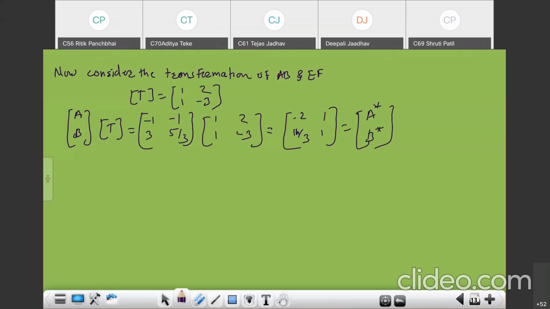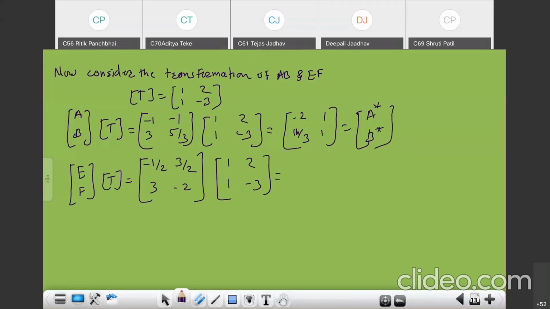Same for the second line EF, transform it with this transformation matrix. The EF points are minus 1 by 2, 3 by 2, 3, minus 2, multiplied with 1, 2, 1, minus 3. So we will get the points 1, minus 11 by 2, 1, 12. That is E star and F star.